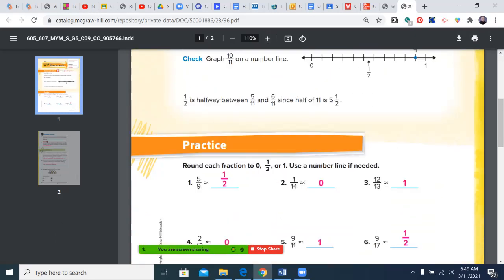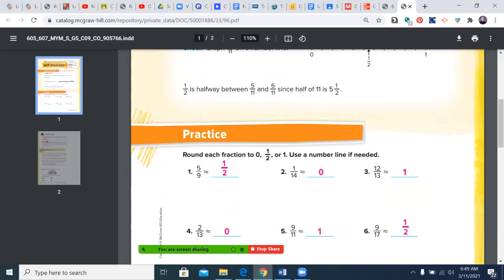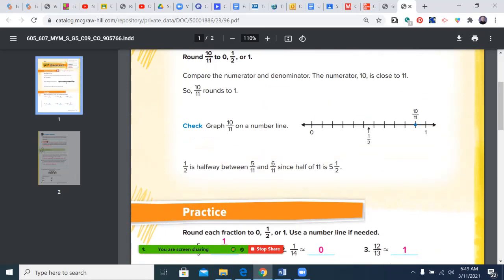And we were going to round to the benchmark fractions of 0, 1/2, or 1. Essentially, if it would be closer on a number line to 0, that's where we would round it. If it's closer to the middle, we go to 1/2. If it's further to the right, it's a 1. And you can see our benchmarks right here.